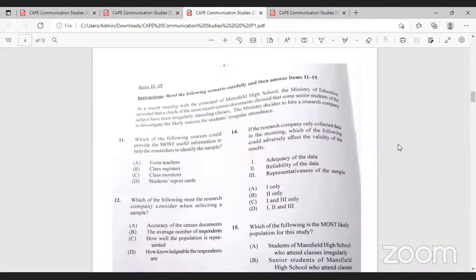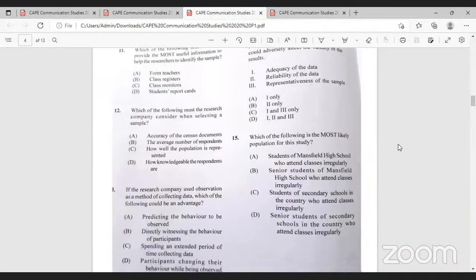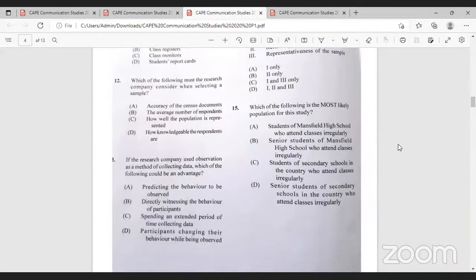14, oh, sorry, that should be 13 for this one. If the research company used observation as a method of collecting data, which of the following could be an advantage? Is it predicting the behavior to be observed, directly witnessing the behavior of participants, spending an extended period of time collecting data, or participants changing their behavior when being observed? Advantage of observation. B. All right, most persons saying B, I say B as well.